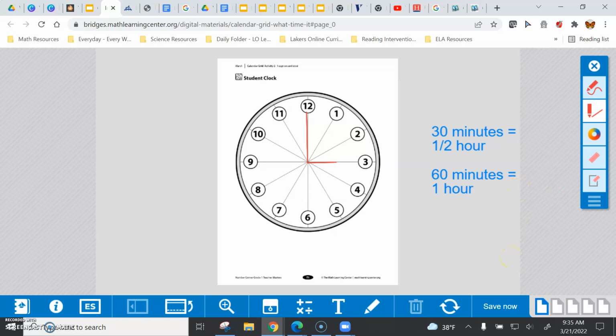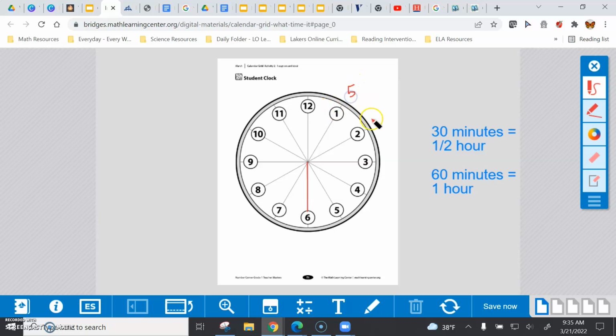Now, if I wanted to show 3:30 to show some time has passed by, I have to change the hands on the clock. So we know anything 30 minutes past the hour, the big hand is on the 6. How do we know that for sure? As we count.